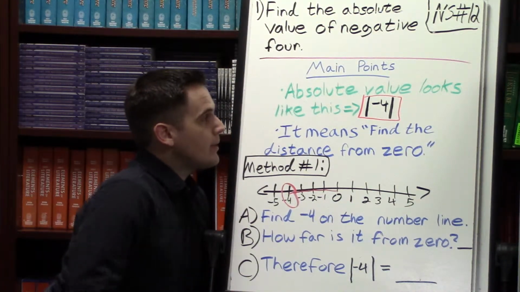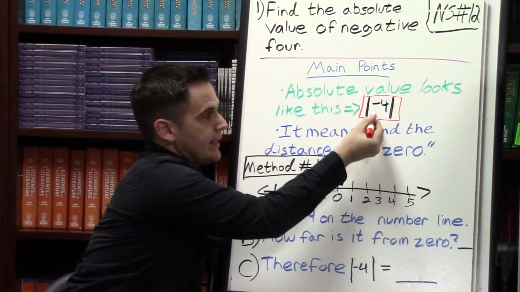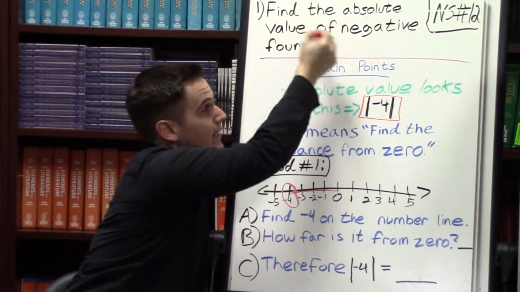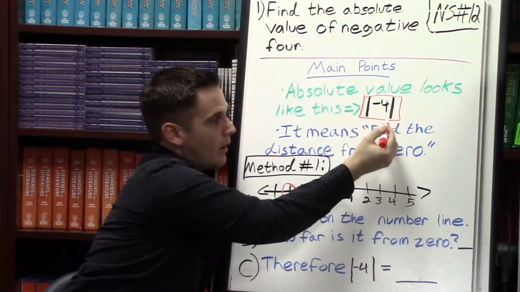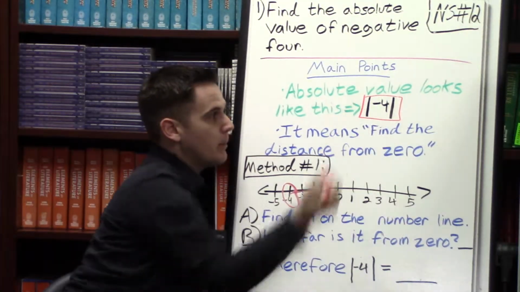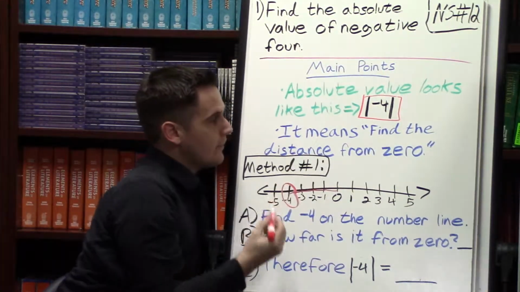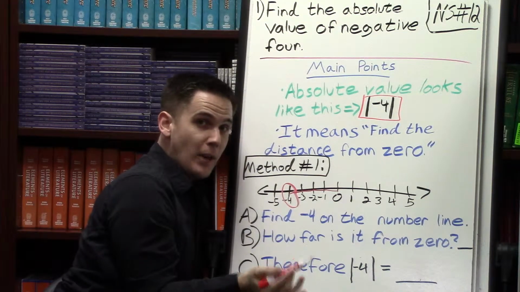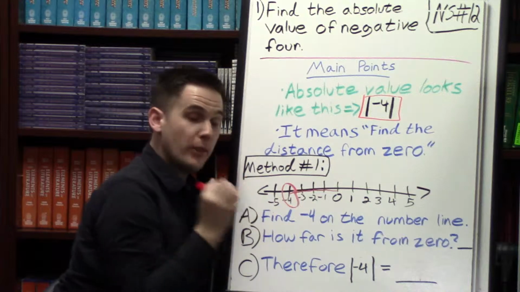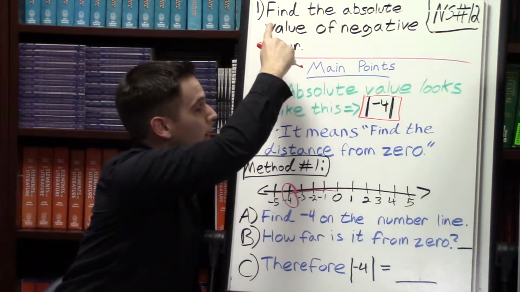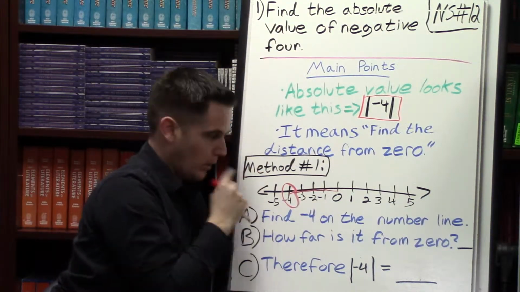First of all, absolute value looks like this. To rewrite this into a number problem, write your two big bars, that's absolute value, and put the number in it, the -4. Now the absolute value means find the distance from 0. There are two methods to do it. For number 1, we're going to do method number 1.